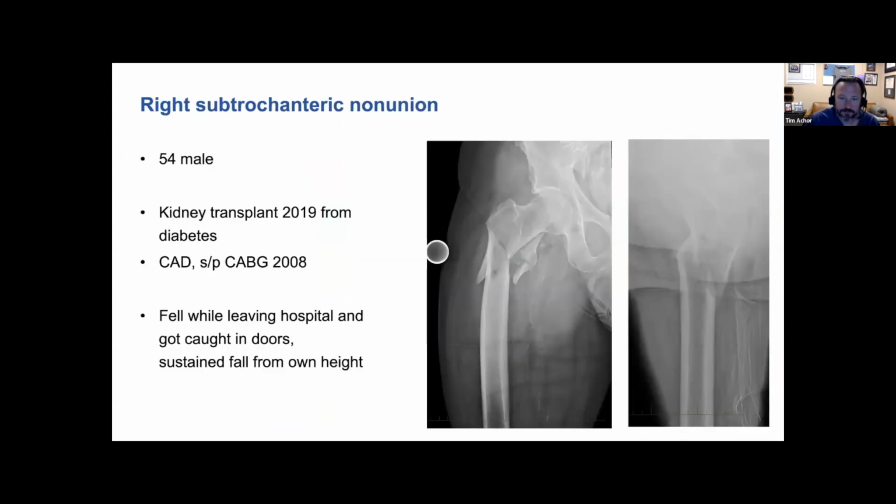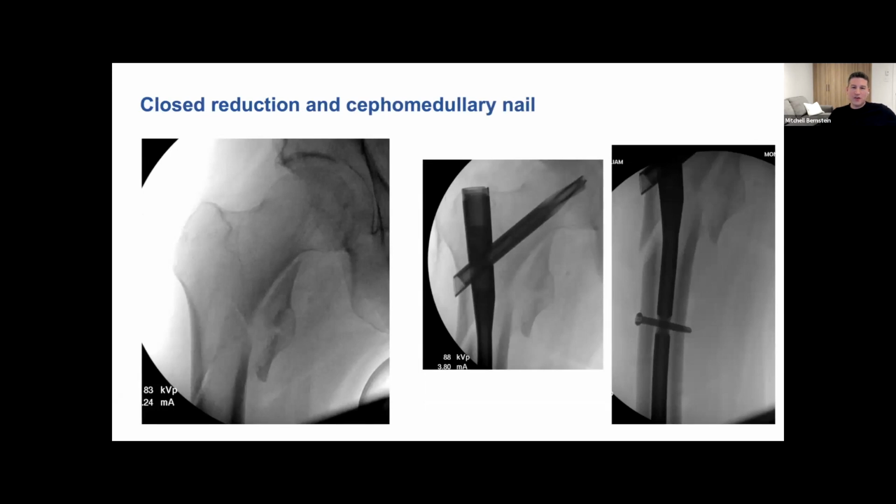Okay. So I like this case because you can't really do much about his biology. And I think that Venn diagram that Tim showed at the beginning is really important. 54, kidney transplant from diabetes, already had a CABG. We've had a lot of these patients, they fall at the hospital. This guy falls, I think, after his dialysis at the hospital. I feel badly.